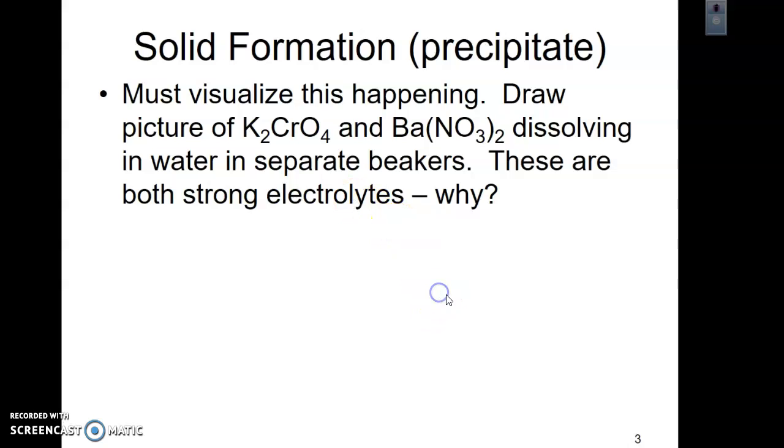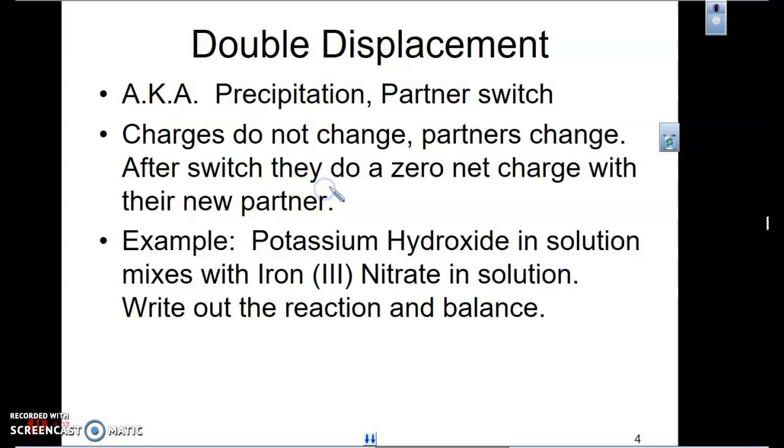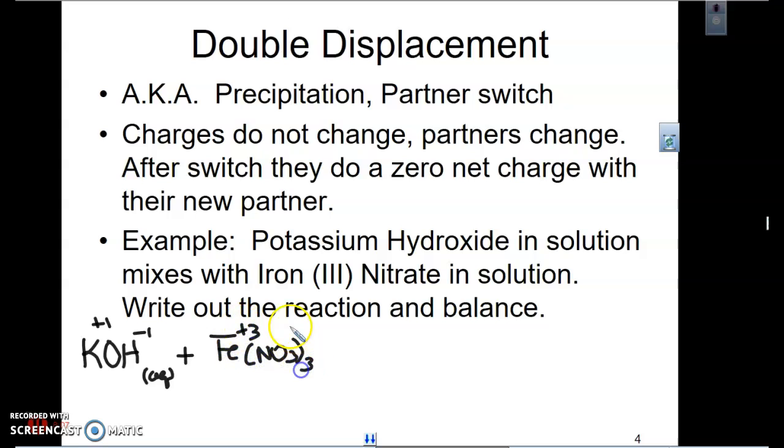All right, so what it's called is a double displacement reaction. Partner switch sometimes. The charges do not change, the partners change. After they switch, they do a 0 net charge with their new partner. So you have to be careful. So the first thing you want to do is just make sure that they have this +1, -1, aqueous. Look at rule number 1. Iron 3 nitrate is also going to be aqueous. Look at rule number 1. Or 2, sorry, rule number 2. So we know there's going to be aqueous.